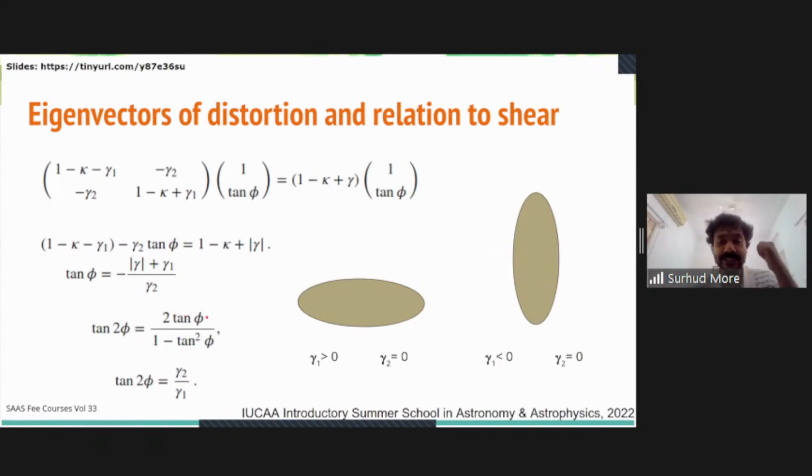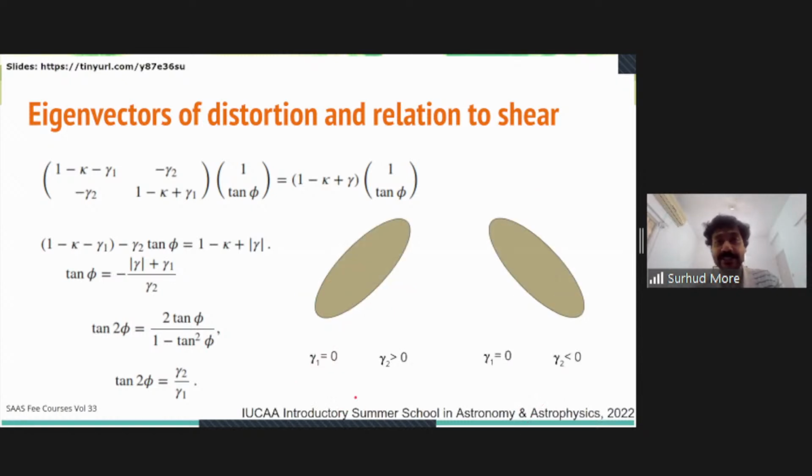In that case, that galaxy will be oriented like this. The major axis will be along the x-axis and the minor axis is along the y-axis. If instead gamma 1 is negative and gamma 2 is 0, then it means that the galaxy is oriented in a vertical manner. Okay? Now you can consider the other question, which is what happens if gamma 1 is 0 and gamma 2 is greater than 0 or gamma 2 is less than 0. In that case, the galaxy is oriented at 45-degree angle because of this 2 phi.